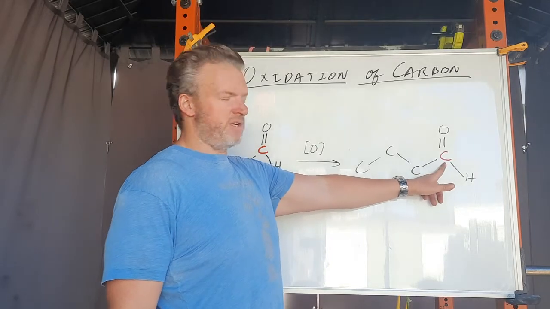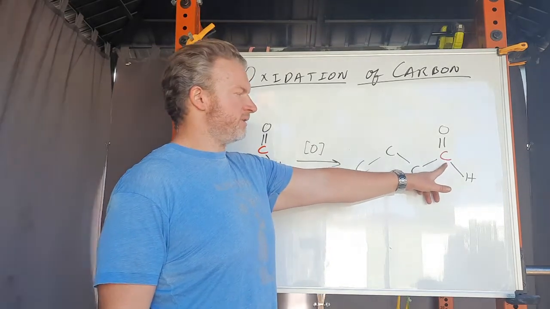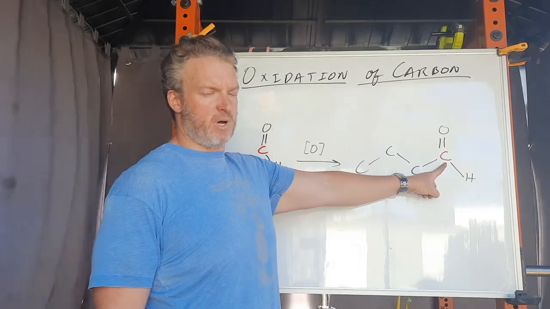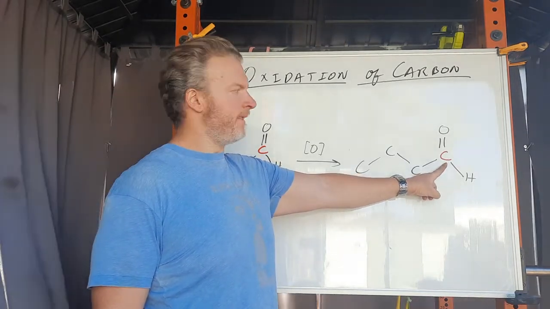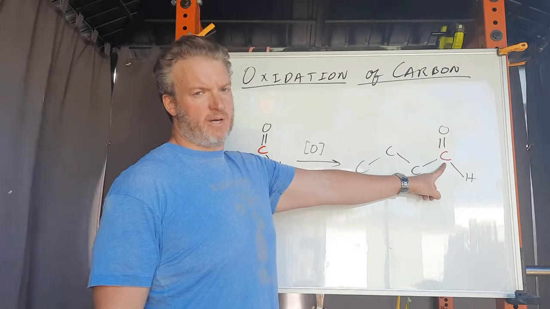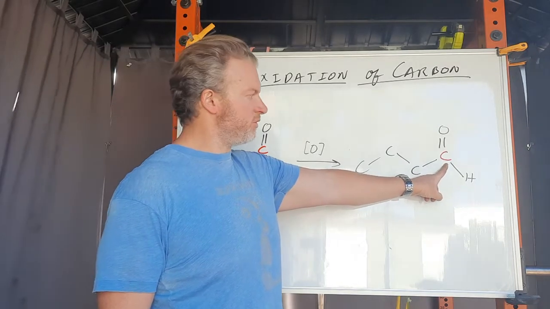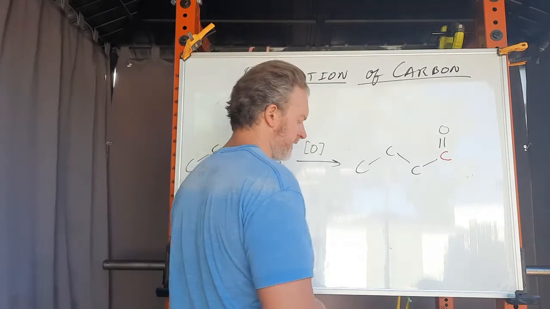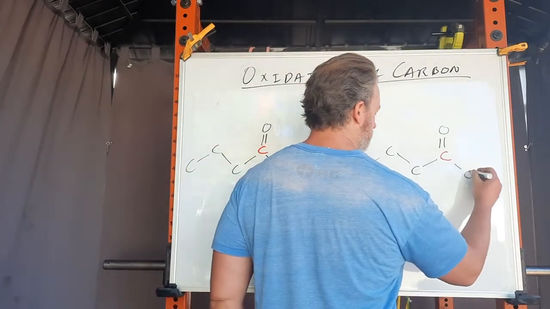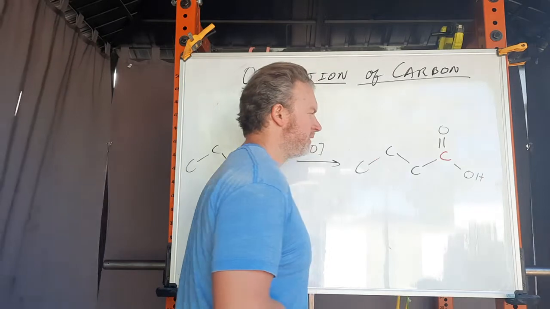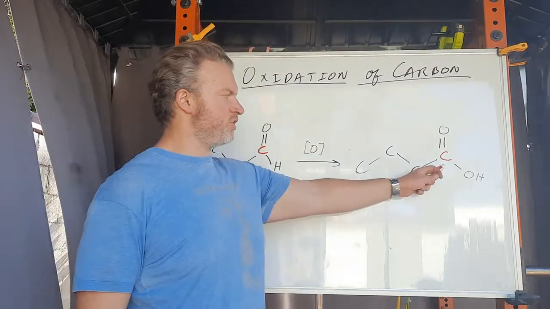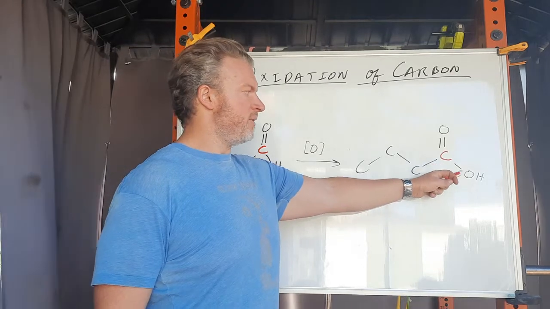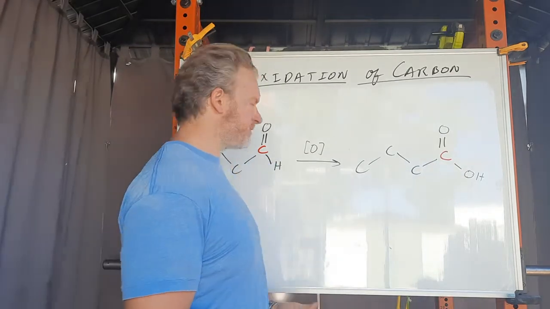To add another oxygen bond to this carbon, we need to remember that carbon bonds 4 times. This carbon is already bonded 4 times, so it's going to lose this hydrogen bond to gain a new oxygen bond here on the end. And this is oxidizing this carbon by adding another oxygen bond.